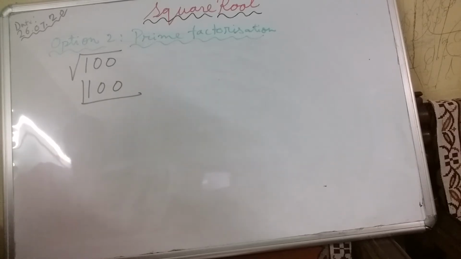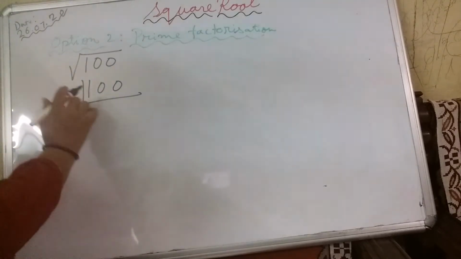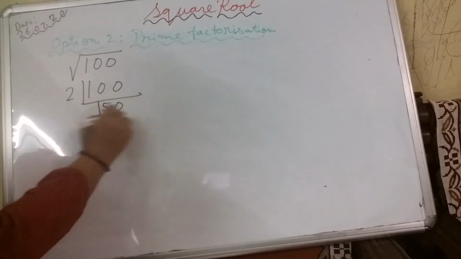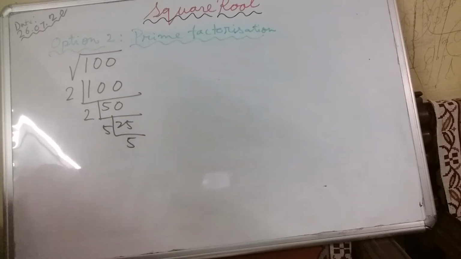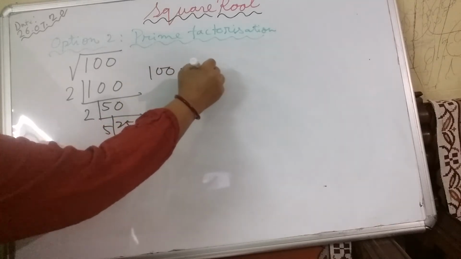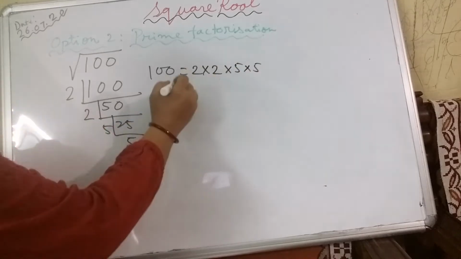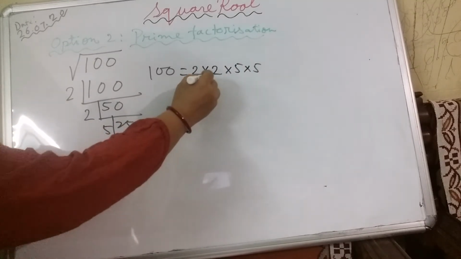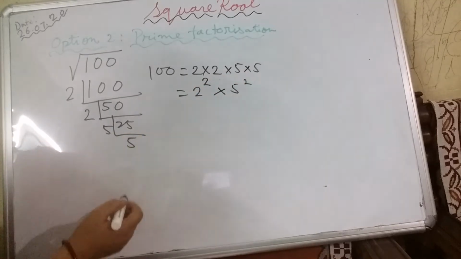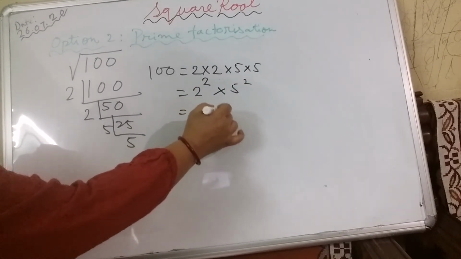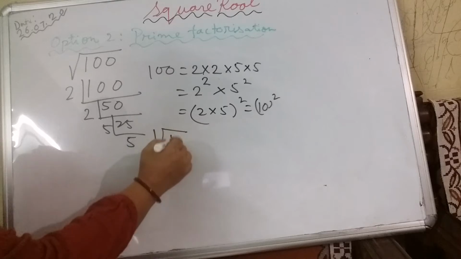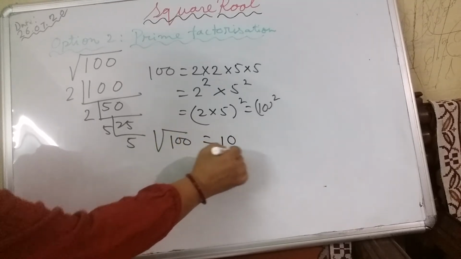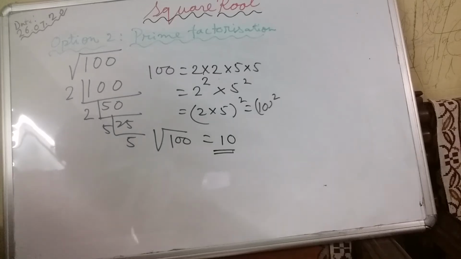The smallest prime number is 2 and this 100 is divisible by 2. So I'll divide it by 2. This way we can do the prime factorization of 100. So 100 can be written as 2 into 2 into 5 into 5. How many times 2? 2 times. So 2 square and 5 square. So these can be written as 10 square. So the square root of 100 will be 10. Okay, let's take another example.